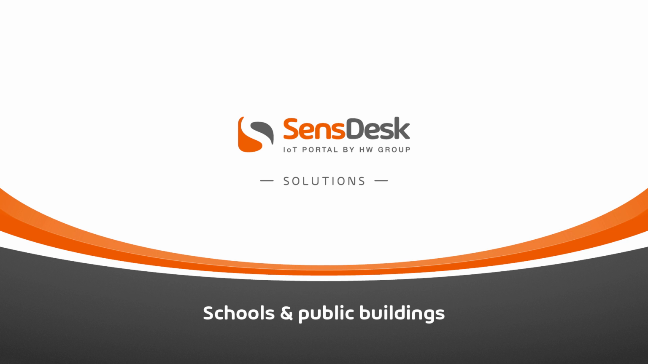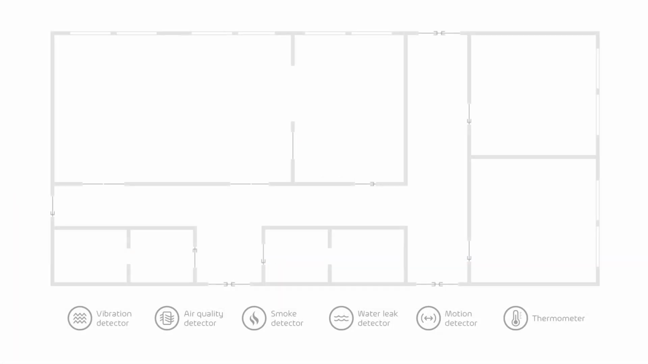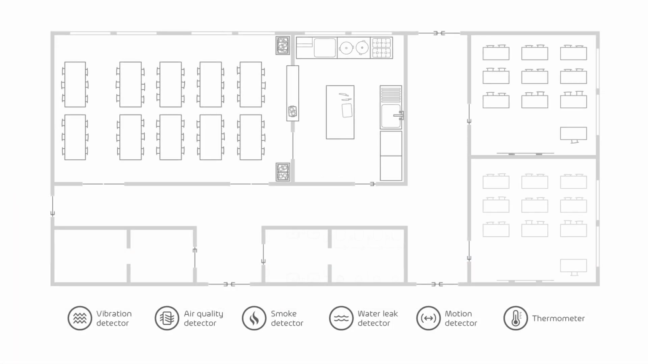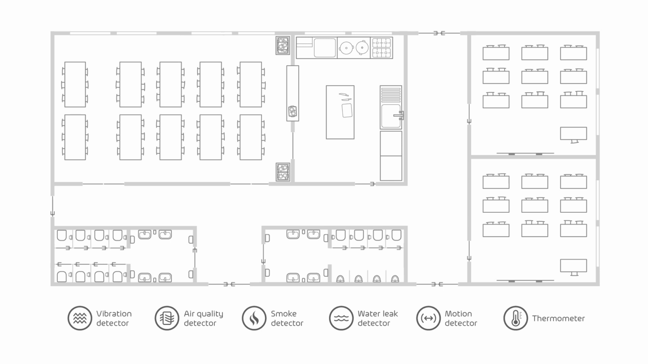Today we will talk about a school and public buildings. Let's start by talking about this picture. As you can see, we are in a school. Here we have some classrooms, toilets, a kitchen with a dining room, and some hallways. Different values are important for different areas.